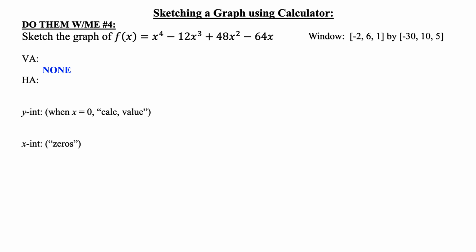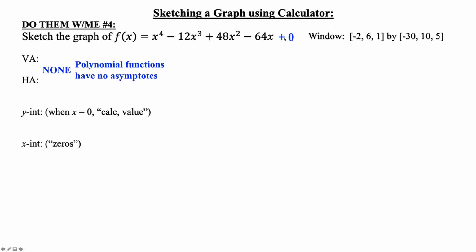So here we have a polynomial function, f of x equals x to the fourth minus 12x to the third plus 48x squared minus 64x. It's a polynomial function, so there will be no vertical asymptotes, no horizontal asymptotes. Polynomial functions never have those. And we want to graph this in the following window. So I kind of played with the window to give you good numbers to work with.